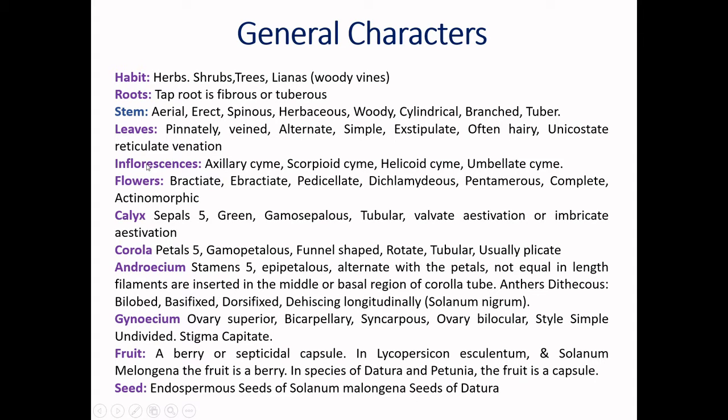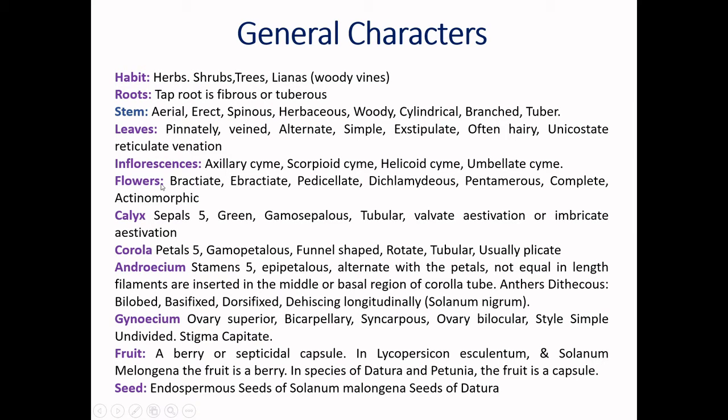Now let us start reproductive features of this family. Inflorescence, axillary, cymose type of inflorescence is there. Sometimes scorpioid cyme, that means flowers are arranged in zigzag manner, or helicoid cyme. We have studied in FYBSc, all the successive flowers are developed on one and the same side. It is called helicoid and scorpioid. Scorpioid and helicoid are the subtypes of monochasial cyme. We have studied in FYBSc. Or umbellate cyme is there. Different types of inflorescences are present in this family.